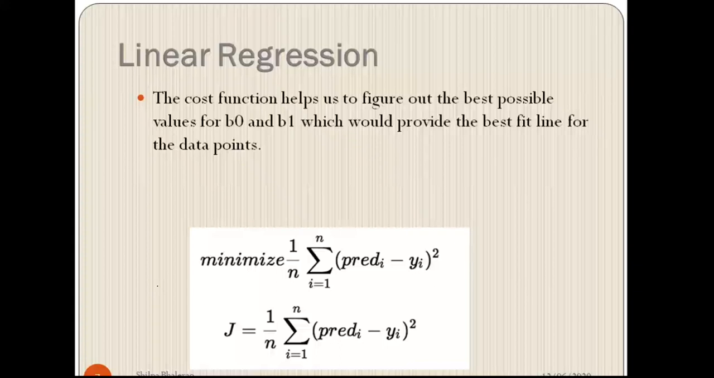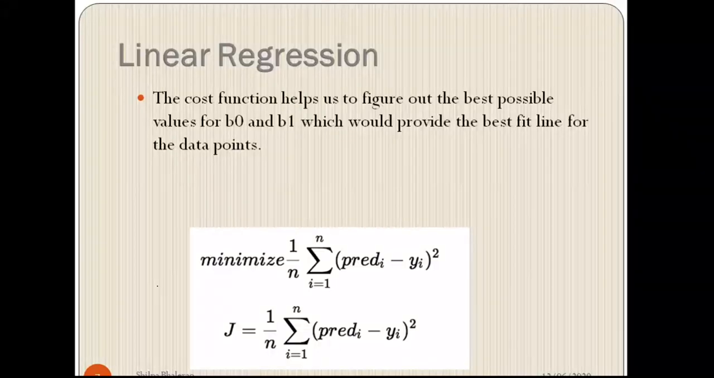Just because the actual value can lie on either the positive side or the negative side of the predicted value, positive and negative errors can cancel out, and we could not get the actual error in our line prediction. That is why we square this. This is known as mean squared error. We need to minimize this mean squared error to get the best fit line.